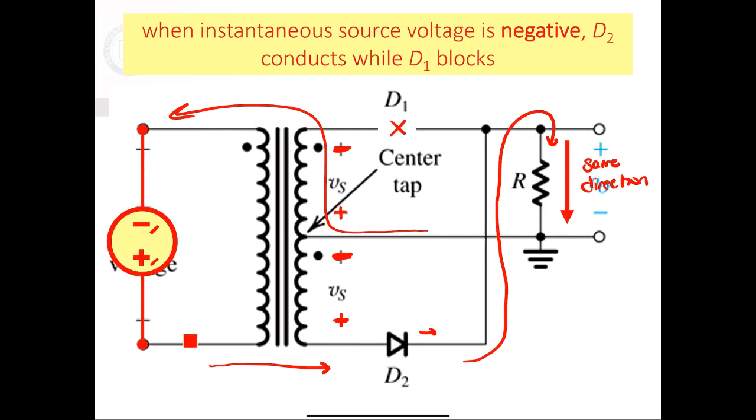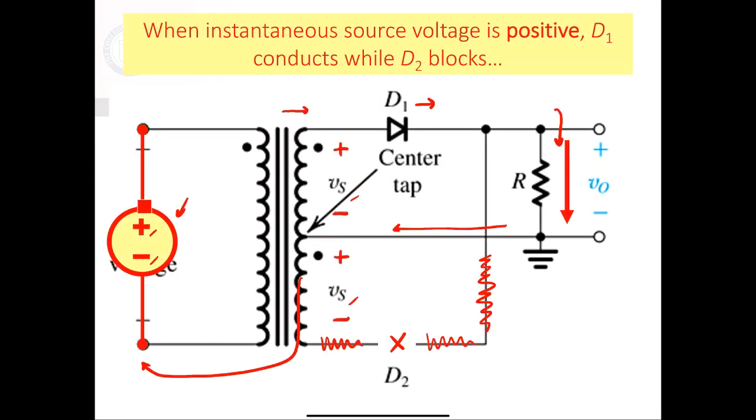So the reason why we need the center tapped transformer is because this design only works when we have two different sources, right? If we can't imagine this as having two different sources, then we would need more diodes in order to make this work.